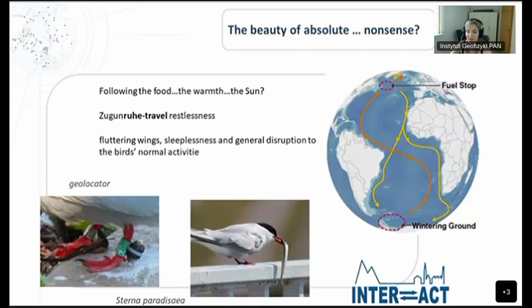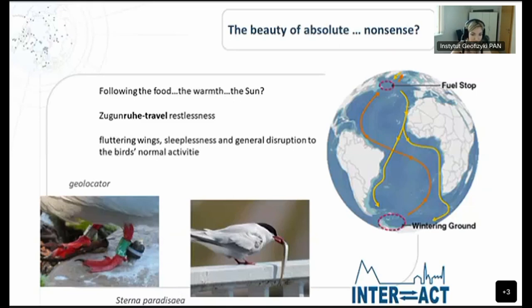So, like I said, it's clear why they go south, because the Arctic winter is too dark for them to hunt. It's not friendly. But why do they go so far? Why do they take all the risks? Why do they take so many variations of the routes that these birds take? It takes a lot of time.